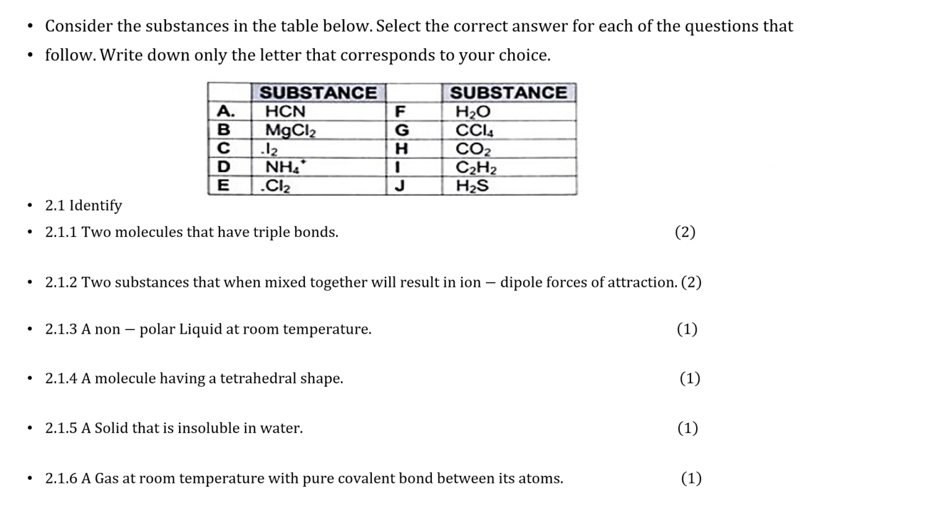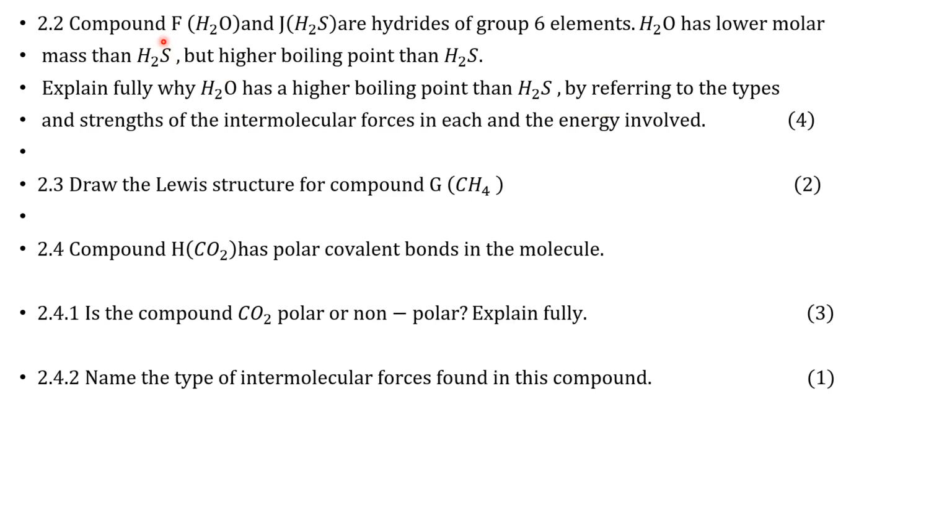And so that's my first list of questions based on this table, right? Let's go to the second set of questions. Now they say compound F, H2O, and J, H2S are hydrides of group 6 elements. H2O has a lower molar mass than H2S, but a higher boiling point than H2S. Explain fully why H2O has a higher boiling point than H2S by referring to the types and strengths of the intermolecular forces in each and the energy involved. 2.3, draw the Lewis structure for compound G, CH4. 2.4, compound H, CO2, has polar covalent bonds in a molecule. Is the compound CO2 polar or non-polar? Explain fully. And then name the type of intermolecular forces found in the compound.